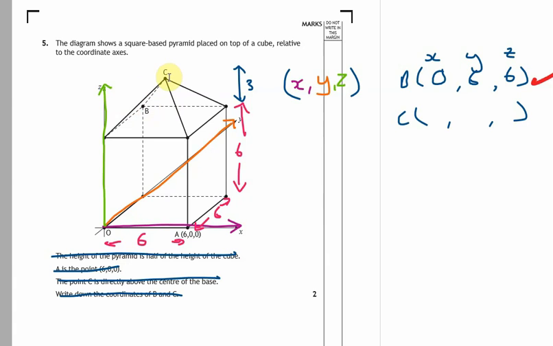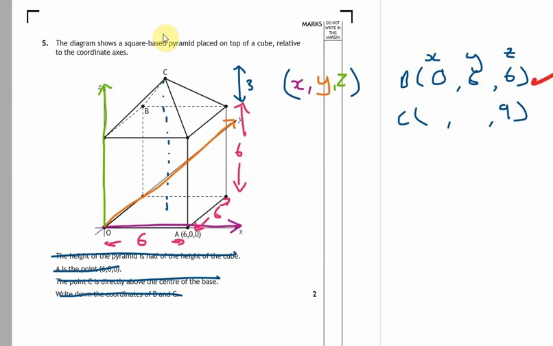Okay, so a little bit trickier for point C. First thing is it's the very top of the pyramid, isn't it? So in terms of Z, it's the height of the cube plus the height of the pyramid, isn't it? So I know that's 9 right away. Okay, but then let's think about X and Y. So where is this in relation to the cube? It's right above the middle point, isn't it? Okay, right above the middle.